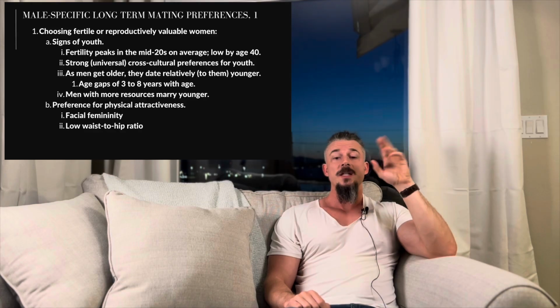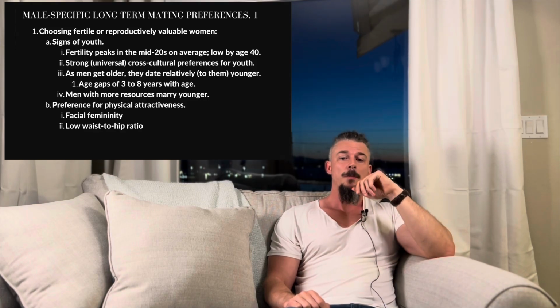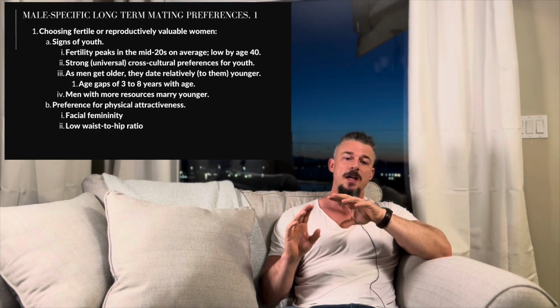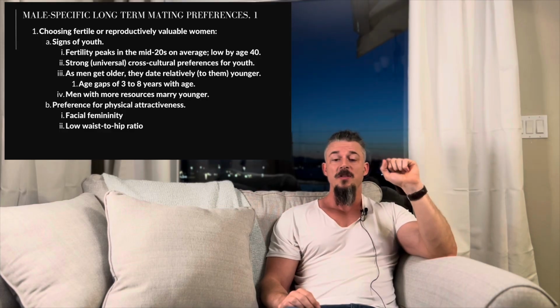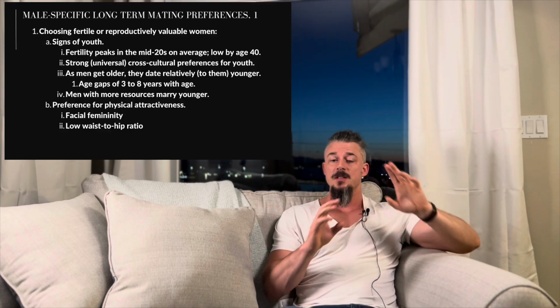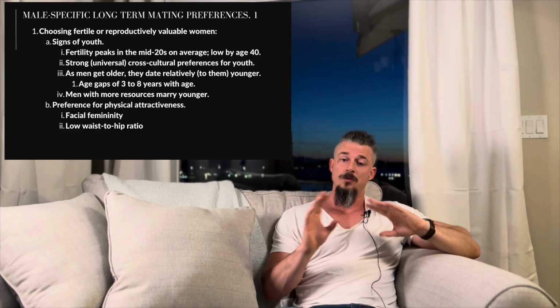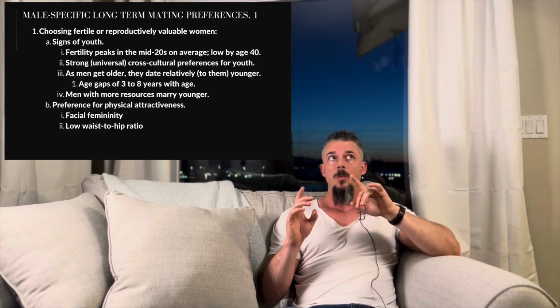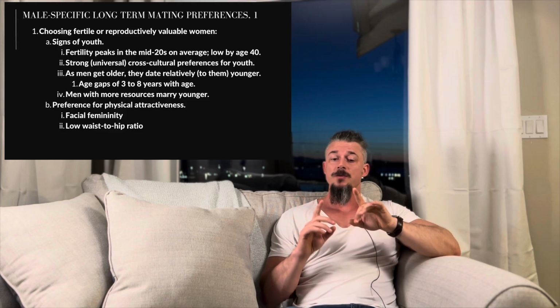So we can look at some male-specific long-term mating preferences, so mating preferences that just apply to men in this case. There's a couple of big ones here. Choosing fertile and reproductively valuable women. This is, again, cross-culturally replicated. What do we see? Signs of youth and a preference for physical attractiveness.